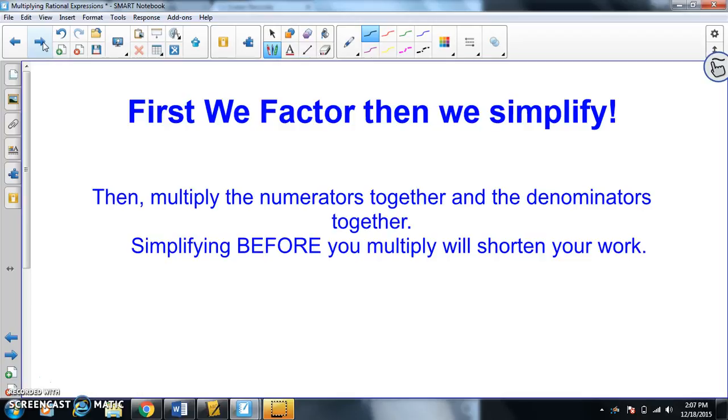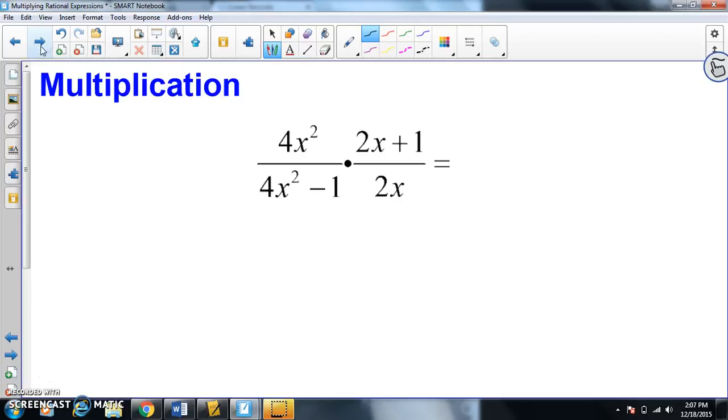After we simplify, we need to multiply our numerators together, multiply our denominators together. We want to simplify before we multiply to shorten our work. So if we look at this example, we have 4x squared over 4x squared minus 1 times 2x plus 1 divided by 2x. So I'm first going to factor.